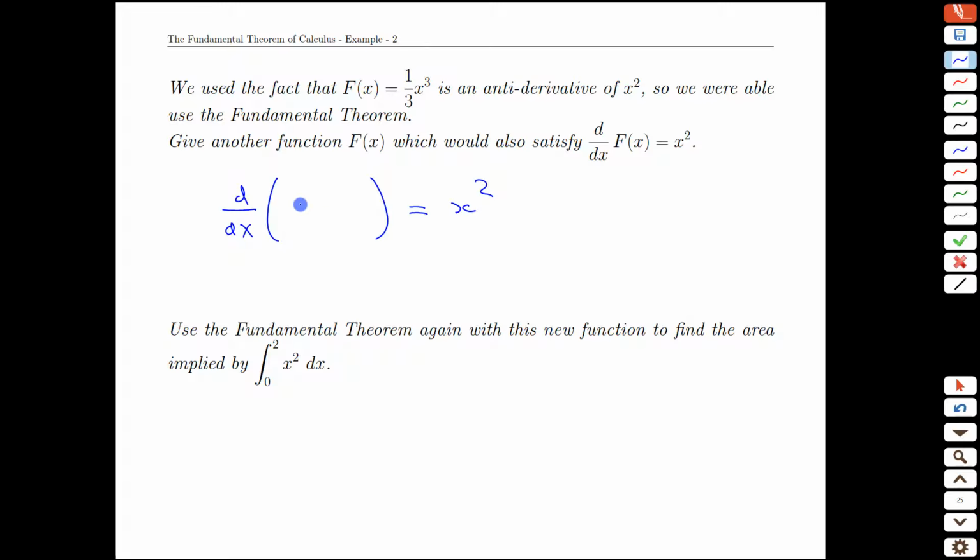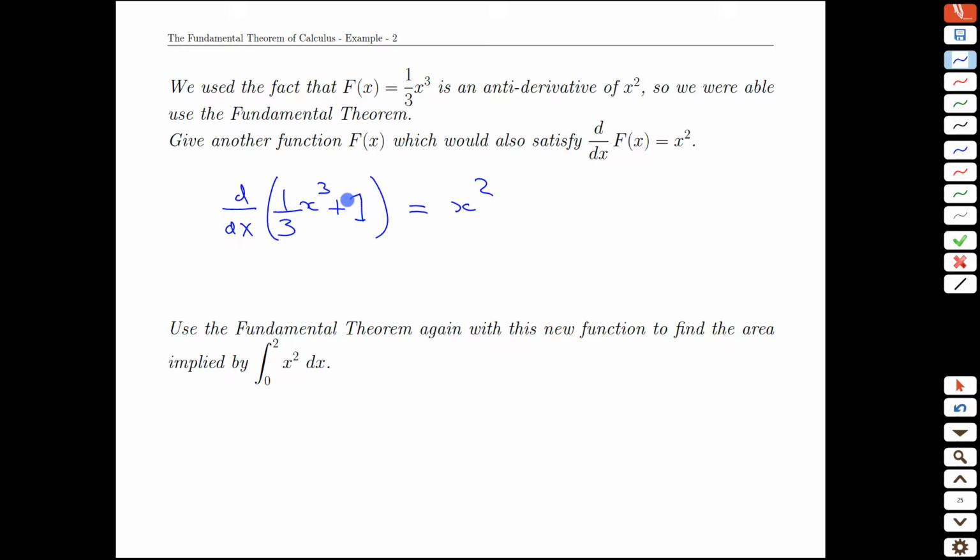Is there anything else? Other x cubes? Well, if I just have x cubed, I'm going to get a 3 out front. I really need that 1/3. There's no question that somehow 1/3 x cubed is going to be our building block if our goal is to get x squared after we differentiate. But then we think, well, what if I added 1 to that? That would still give me x squared after I differentiate, because the derivative of something added on the end would just be adding 0. Does that change our rules here?